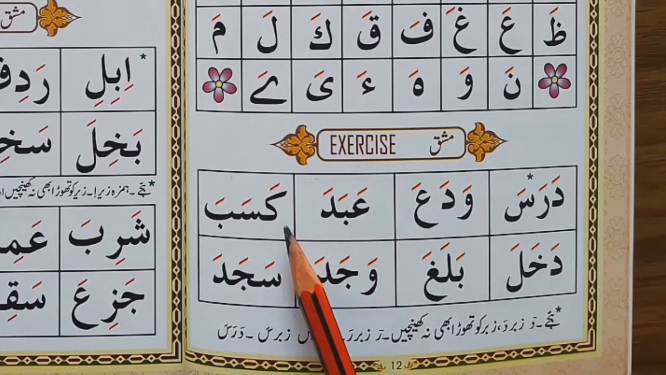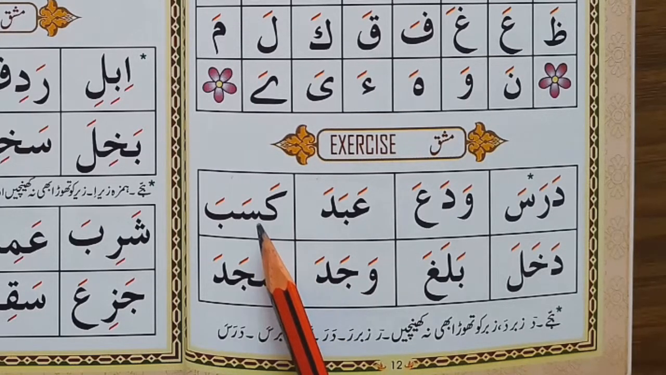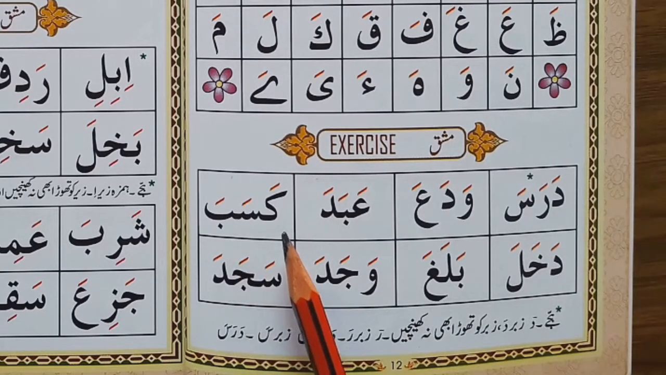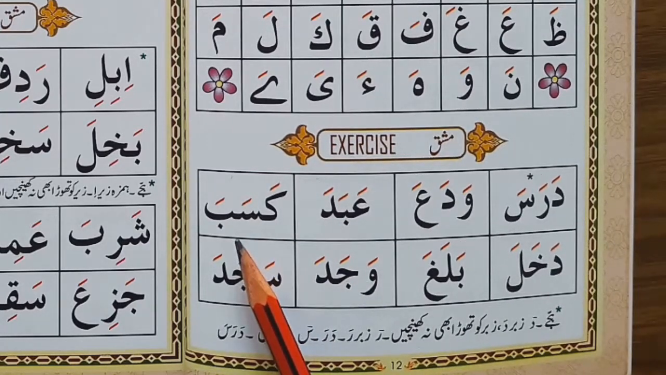Kaf, Fatha, Ka. Sin, Fatha, Sa. Ba, Fatha, Ba. Ka, Sa, Ba. What I also want you to notice is how the letters are being joined in each of those words. Just pay attention to that.